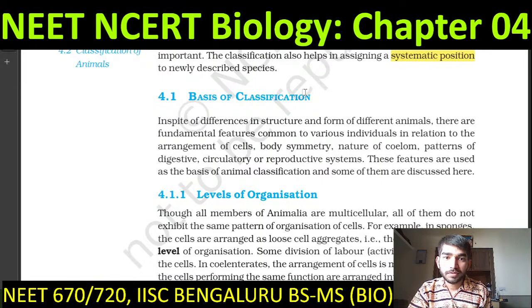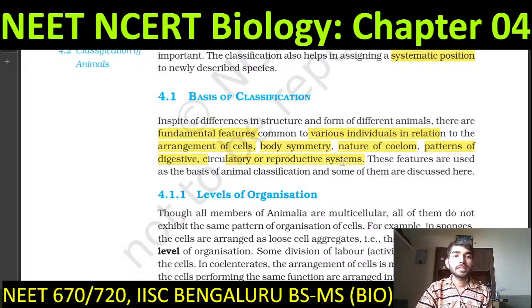The basis of classification is described here. In spite of differences in structure and form of different animals, there are fundamental features common to various individuals in relation to the arrangement of cells, body symmetry, nature of coelom, pattern of digestive, circulatory, or reproductive system. These are some of the characters which are fundamental to each and every organism which we are going to study in the animal kingdom. These features are used as the basis of animal classification, and some of them are discussed here.